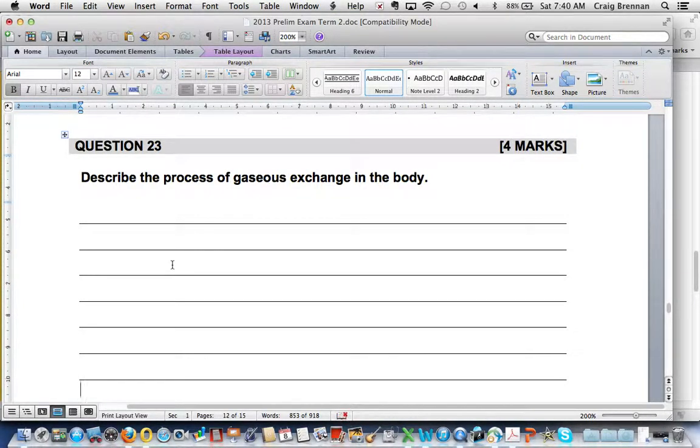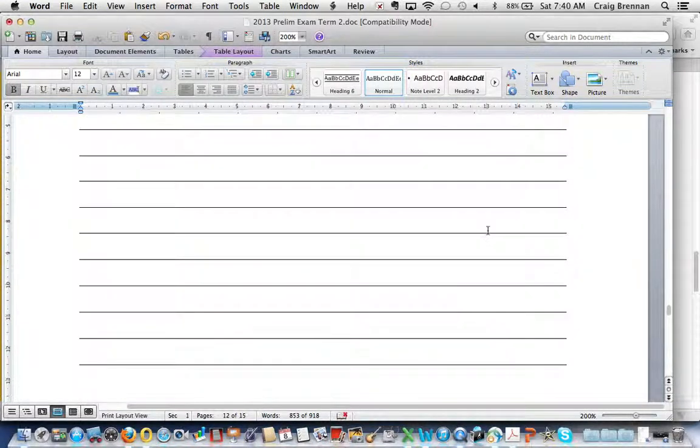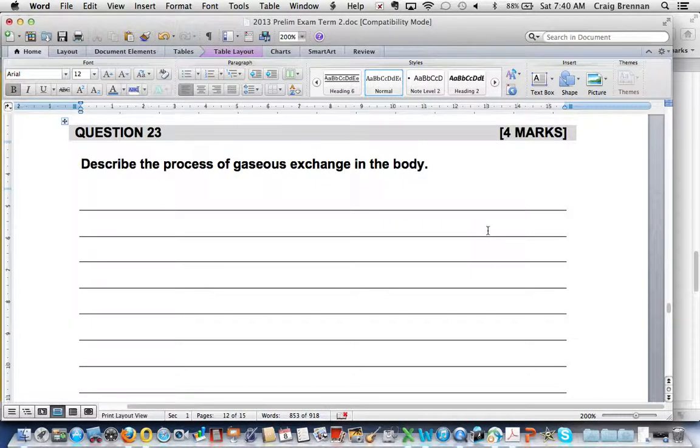Question 23 asks students to describe the process of gaseous exchange in the body, and this was worth 4 marks, and the expectation was that all of these lines would be filled up by students. So describe the process of gaseous exchange in the body.